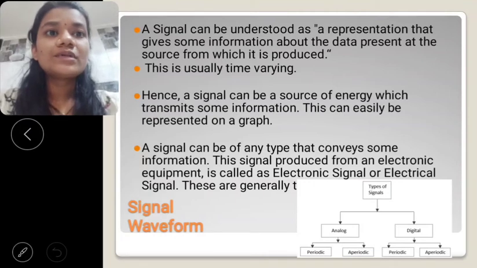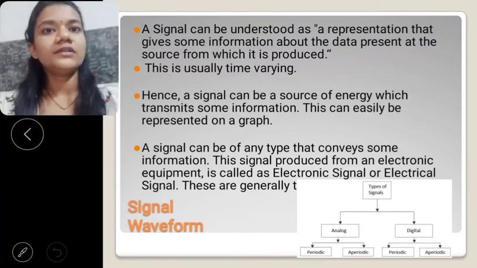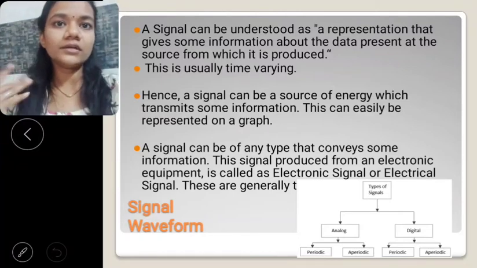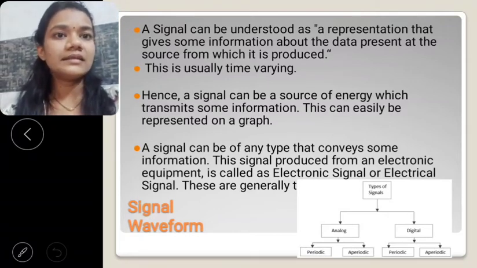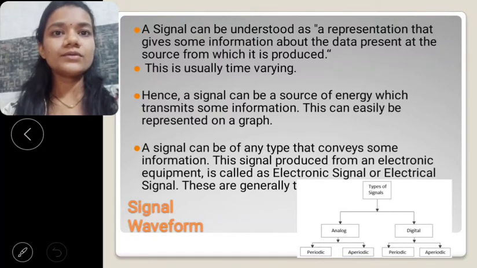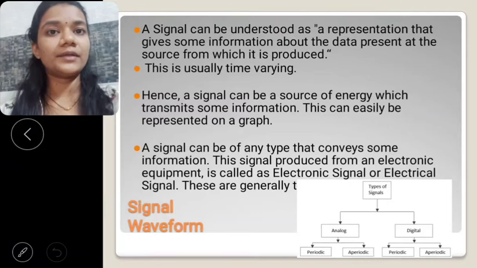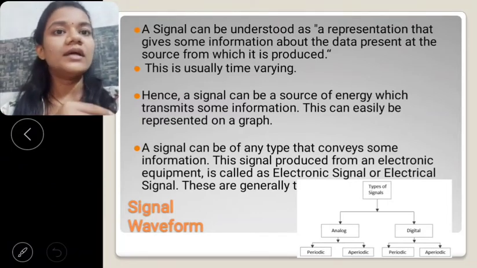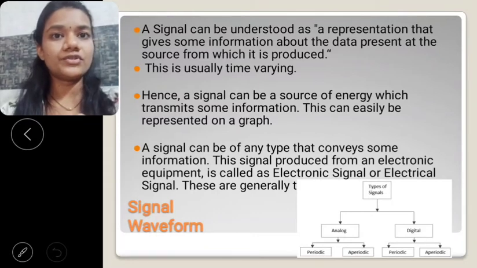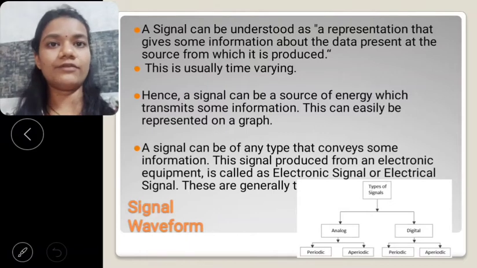First of all, a signal is nothing but the representation that gives some information about the data. Whatever the data is, the representation that gives us the information, we can call it a signal. We all know that a signal is time varying. According to the time, the information is changing, so it is usually time varying. Hence a signal can be a source of energy which transmits some information. This can be easily represented on a graph.